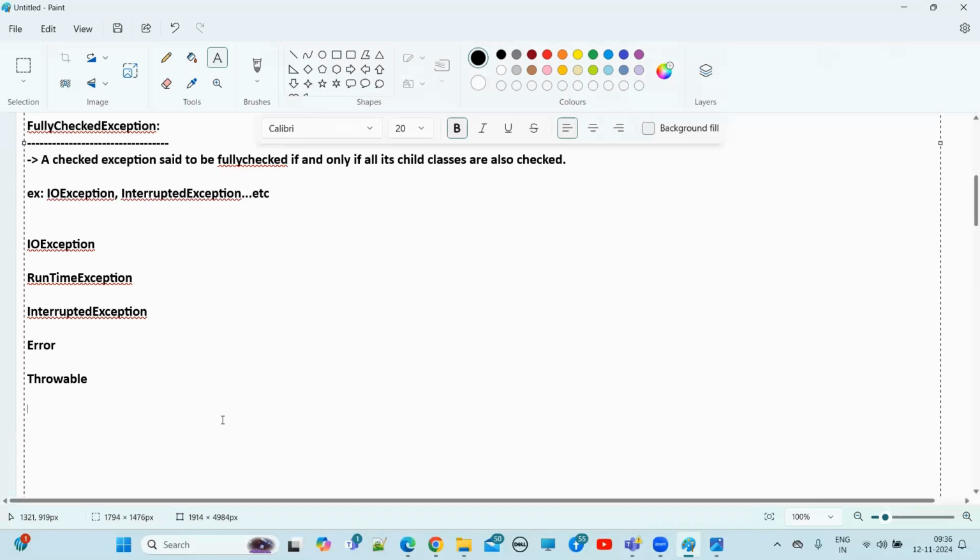Exception. Partially checked exception. FileNotFoundException. Checked exception. Okay, checked exception. Right, guys. So now I think we have completed what is unchecked exception, what is checked exception, what is the difference between unchecked and checked exception, and what is fully checked exception and what is partially checked exception.